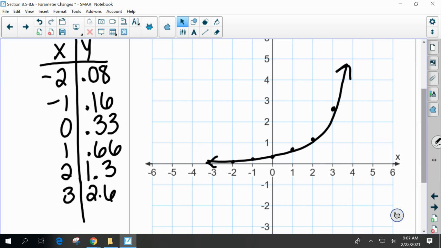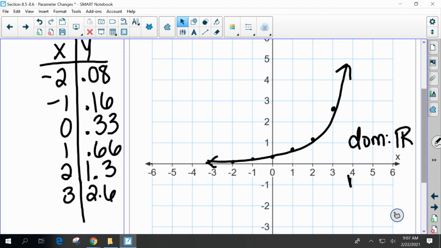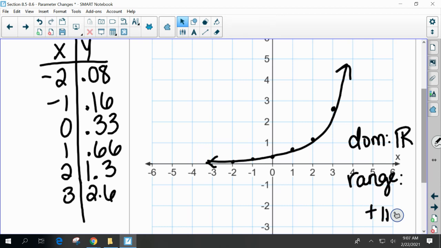Okay, so then we're also gonna do domain and range again. So for domain, that's your x values. Is there an x that won't eventually be touched on the graph? No, it's all real numbers. And then for the range, what are we stopping at? 0, so it's positive all real numbers.